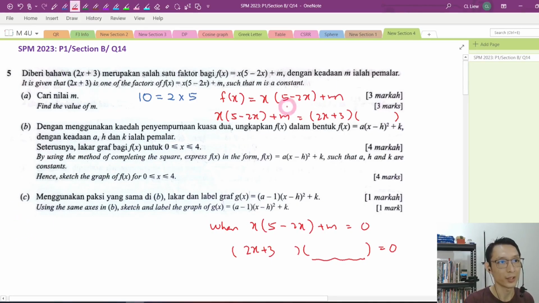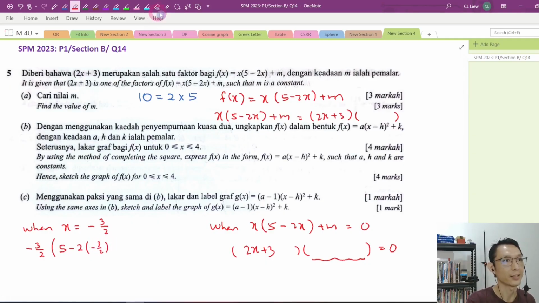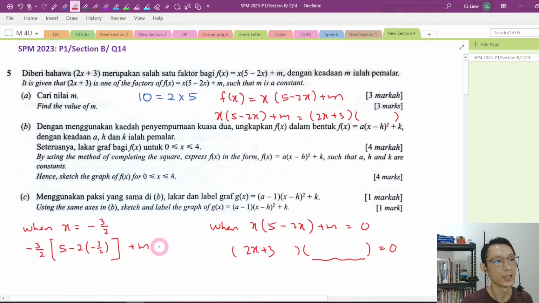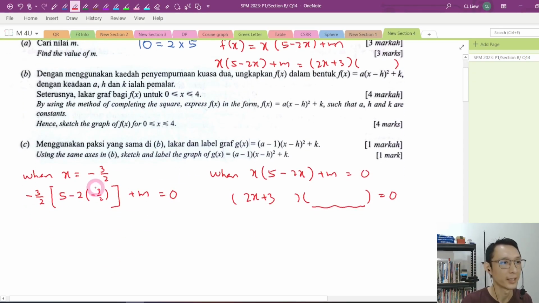Okay, I'm going to use this one. When x is equal to negative 3 over 2, we know this whole thing will equal to 0. Negative 3 over 2 times 5 minus 2x, negative 3 over 2 again. Okay, let me change this parenthesis to a square bracket, plus m is equal to 0. We just need to solve this equation and then we will be able to get the value of m.